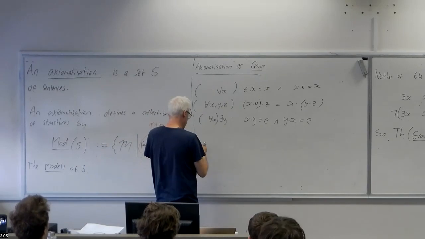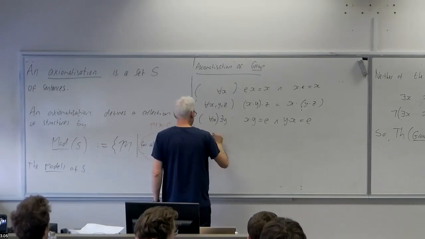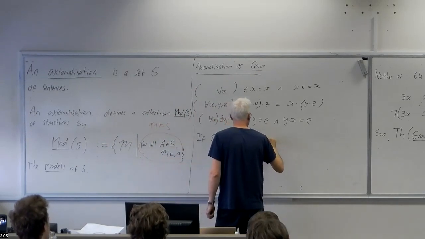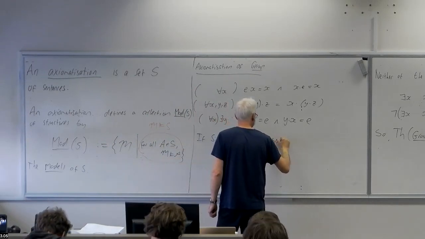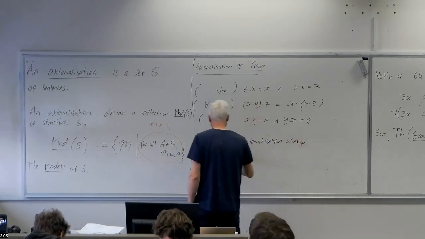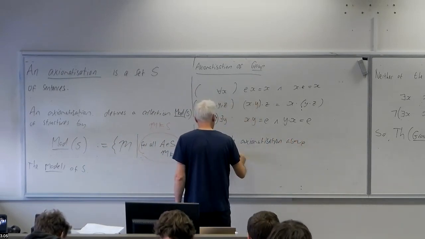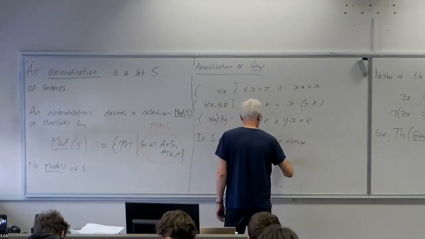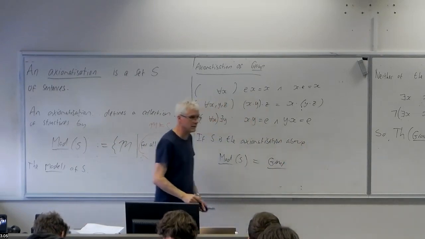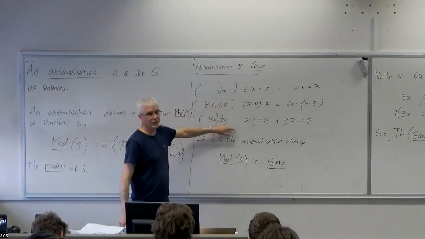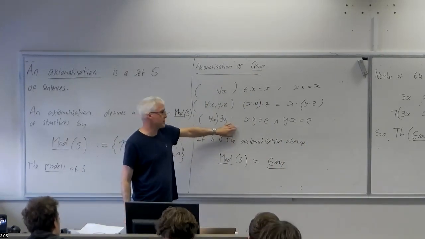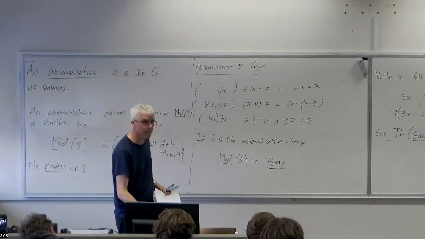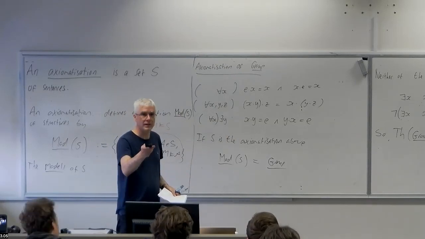So if S is the axiomatization above, then hopefully you can see that Mod(S), the collection of models of S, is exactly the collection of all groups. And if we added another axiom saying that multiplication was commutative, then we would get the collection of abelian groups.